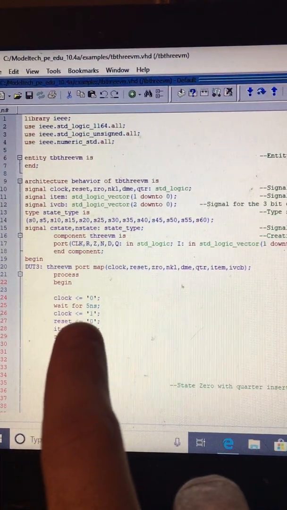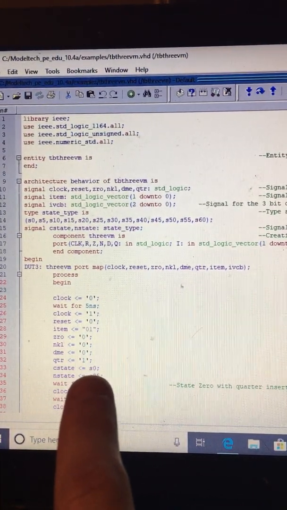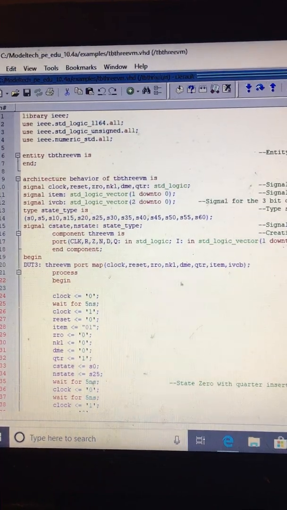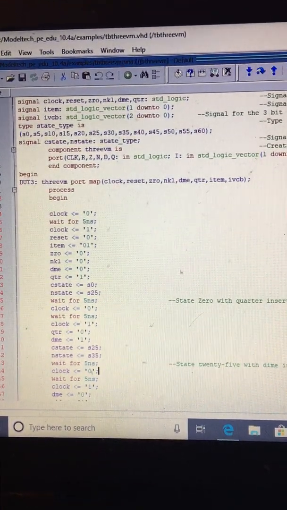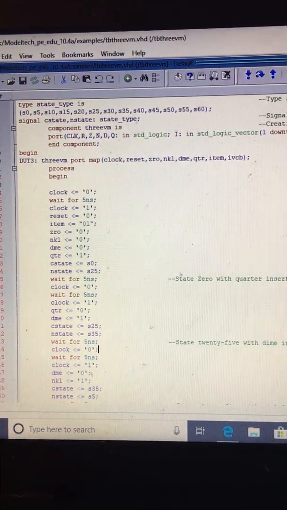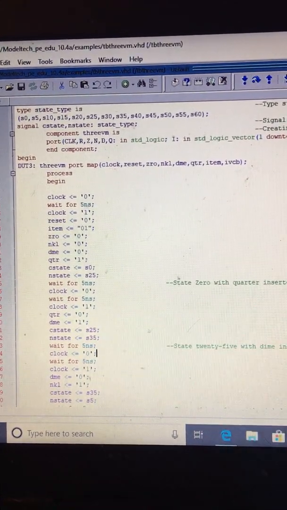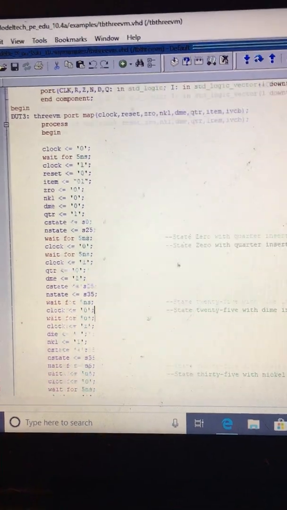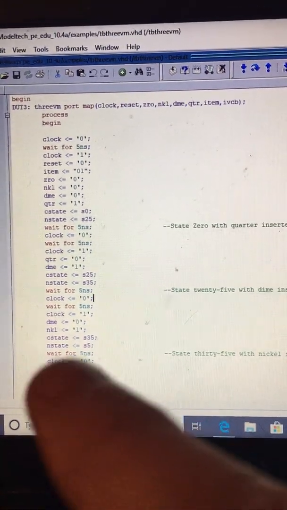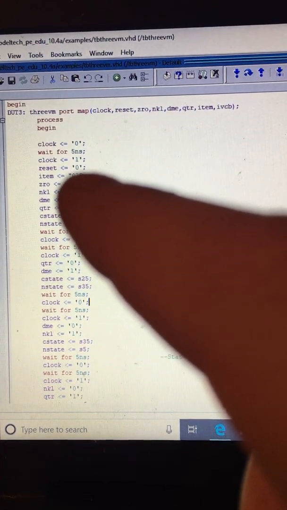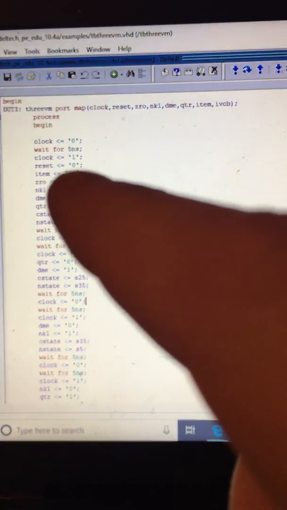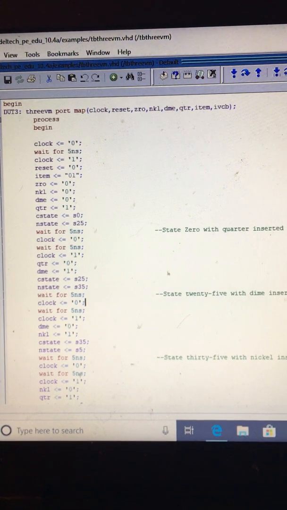At the first rising edge, I have a quarter being inserted, so the next state is state 25. At the next rising edge, I have a dime being inserted, so the next state is state 35. And at the next rising edge is state 35, and up here I have the item to be selected, the first item, which is 35 cents for that item.